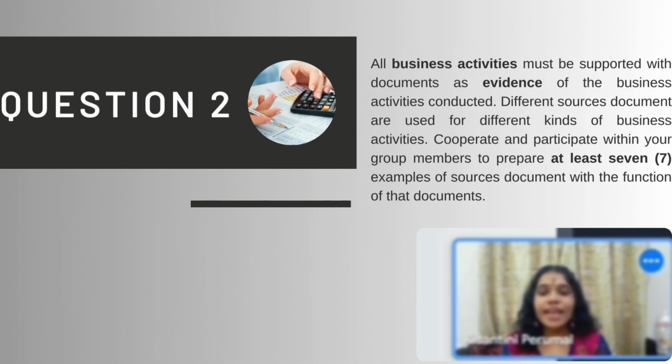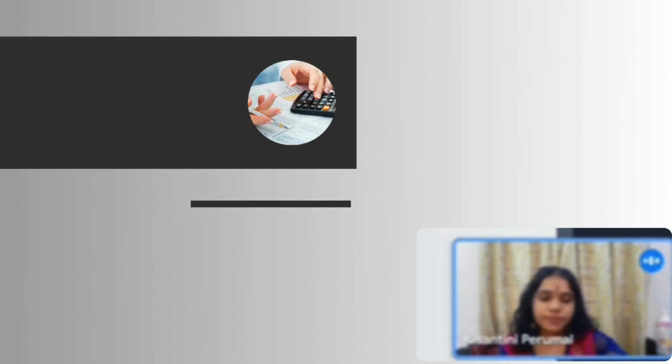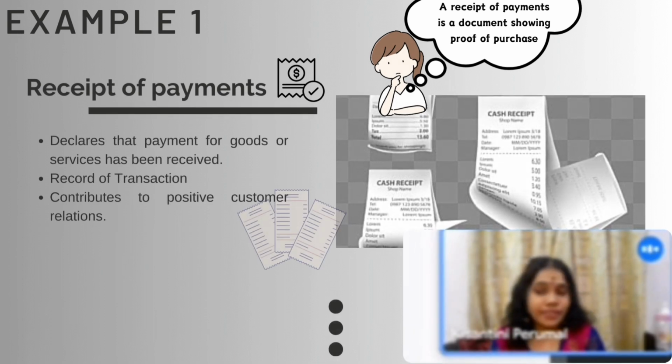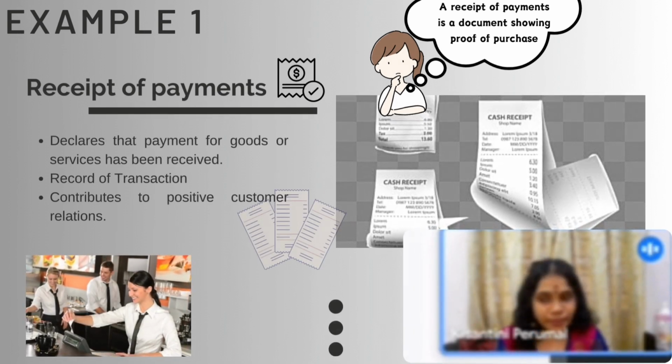All business activities must be supported with documents as evidence of the business activity conducted. Different source documents are used for different kinds of business activities. Cooperate and participate within your group members to prepare at least 7 examples of source documents with the function of the documents. The first example is receipt of payments.